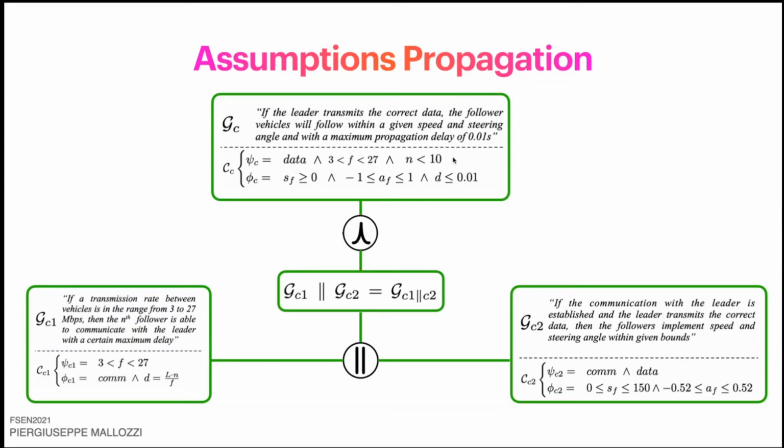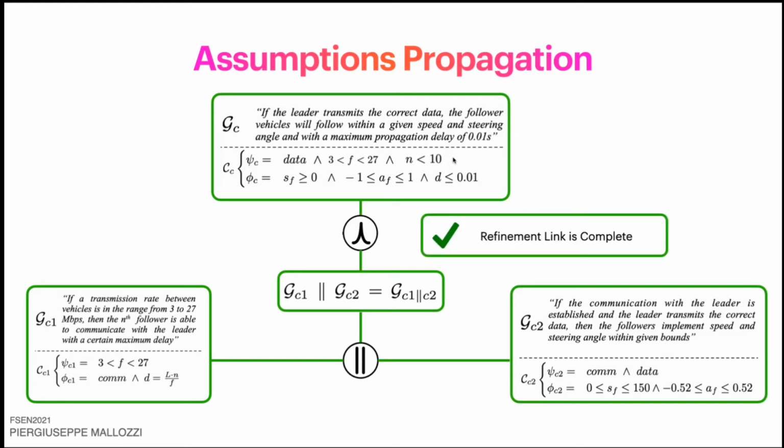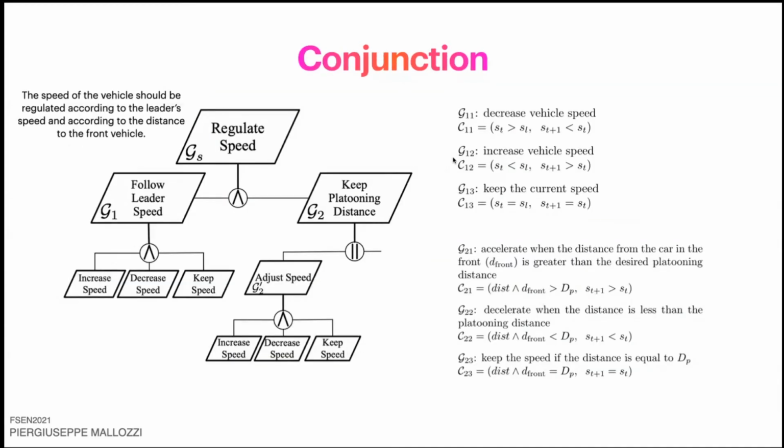Why? Because, as you remember, we said that in the refinement, the assumption of the refined goal has to be bigger. So by constraining the assumption on the top level goal, we actually respect the refinement, and the top level goal will have a smaller assumption than the bottom level goals. And this now is a complete refinement, and this operation is performed automatically by Kokomo every time a refinement link is created. Now we talk about the conjunction, which instead is used to refine goals in multiple scenarios.